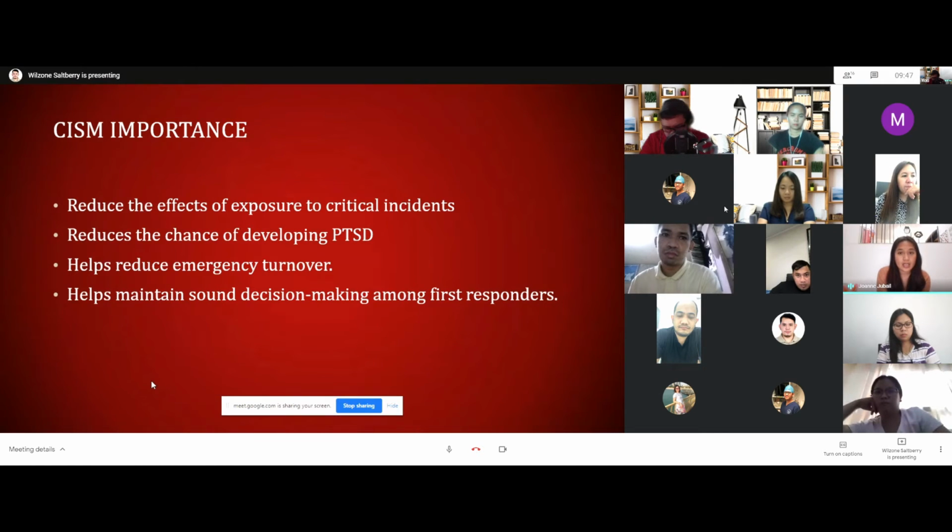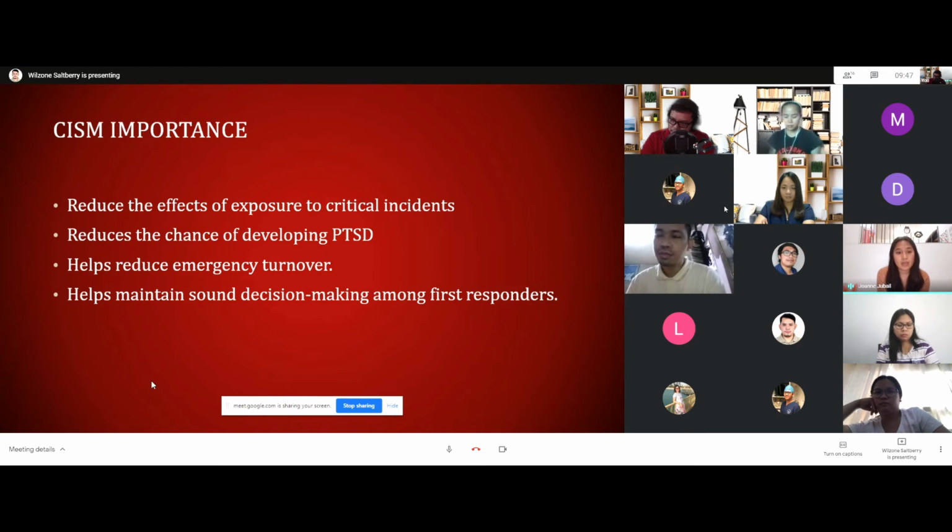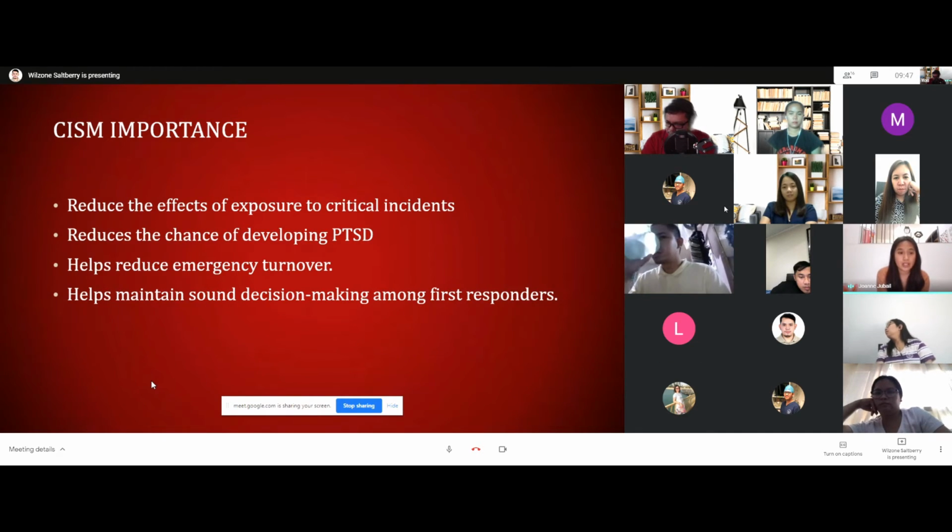So what is the importance of CISM? It reduces the effects of exposure to critical incidents. It encourages personnel to express the impact of psychological, emotional, and cognitive symptoms. It also reduces the chance of developing PTSD. It reduces emergency turnover. So when people are stressed due to what happened, they are unable to focus on their jobs and eventually quit.